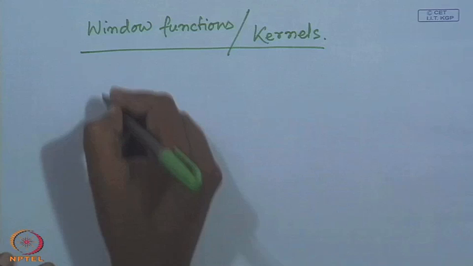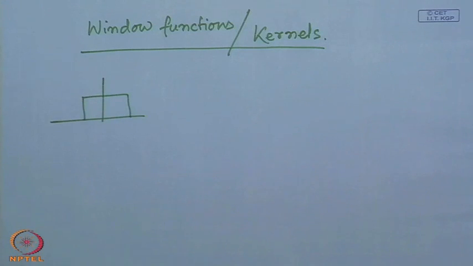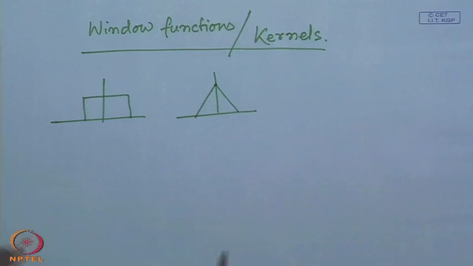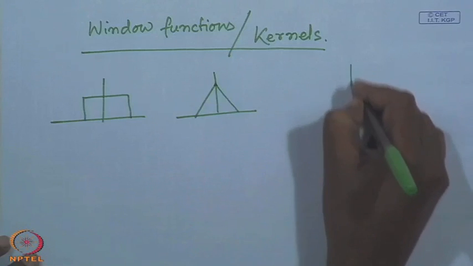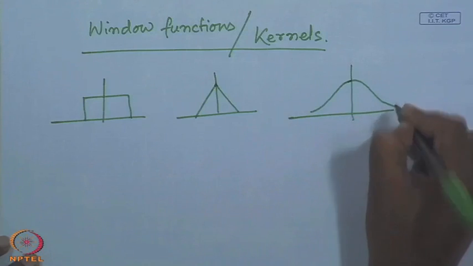These window functions or kernels again can be of different types. I can use a very simple rectangular window, which is nothing but a box function. I can use a triangular window, which will look something like this, or I can also use a normalized normal distribution, so the window will be something like this. So, different types of window functions or kernels can be used to estimate the probability density function.